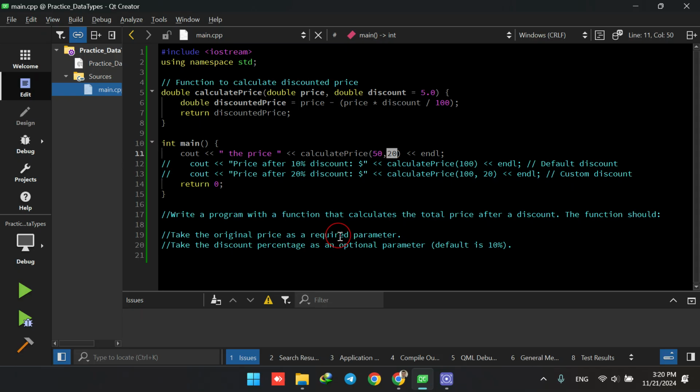Please don't forget to practice these coding exercises. In the next lecture, I'm going to do further coding exercises regarding functions with default values.